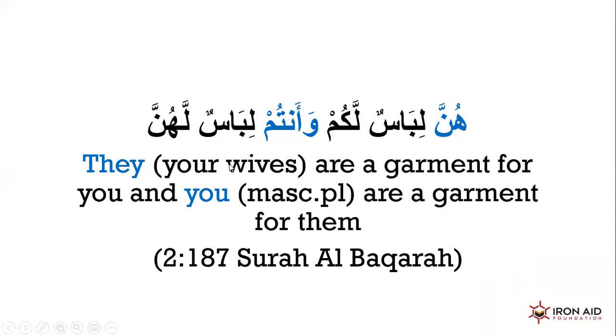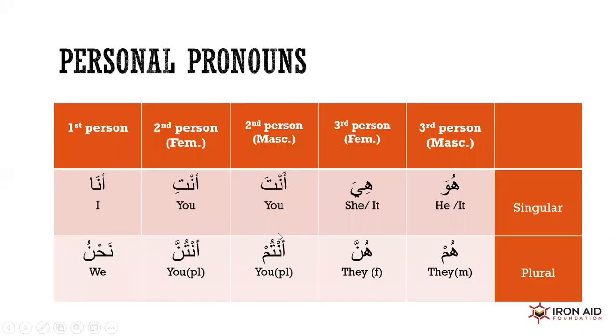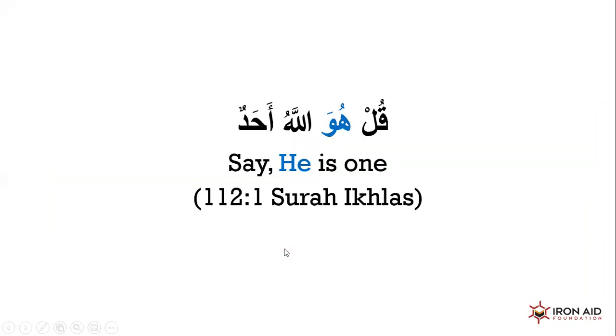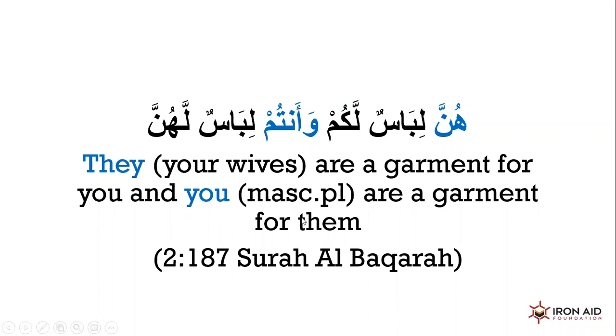So and you, wa antum. Okay, so if we go back to the table, you don't say anta, that's talking about just a singular person. If you're talking about a group of people, antum. So he's talking about husbands, so that's masculine, and he's talking to a group of husbands, so it's antum. So antum libasul lahun, and are a garment for them. Okay, and are a garment for them.